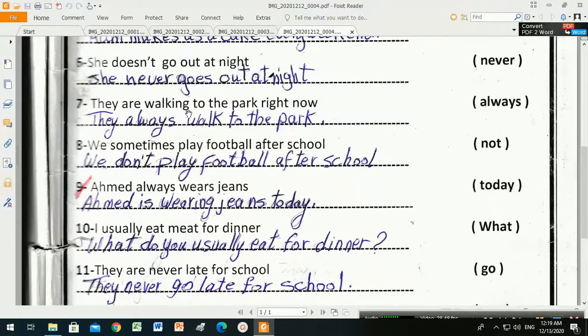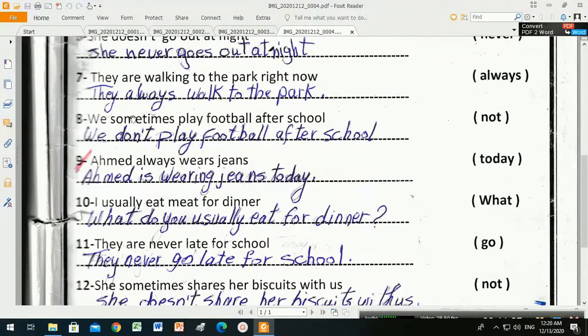Number 7. They are walking to the park right now. And then between brackets always. First step, yeah, very good, we will remove are and then ing and then now. Okay, and we will put instead of it always after they. They always walk to the park.